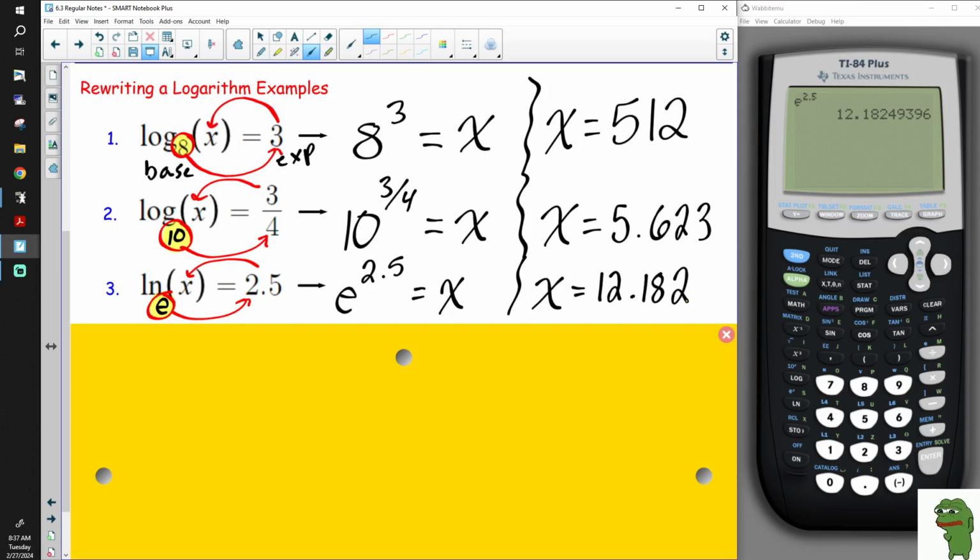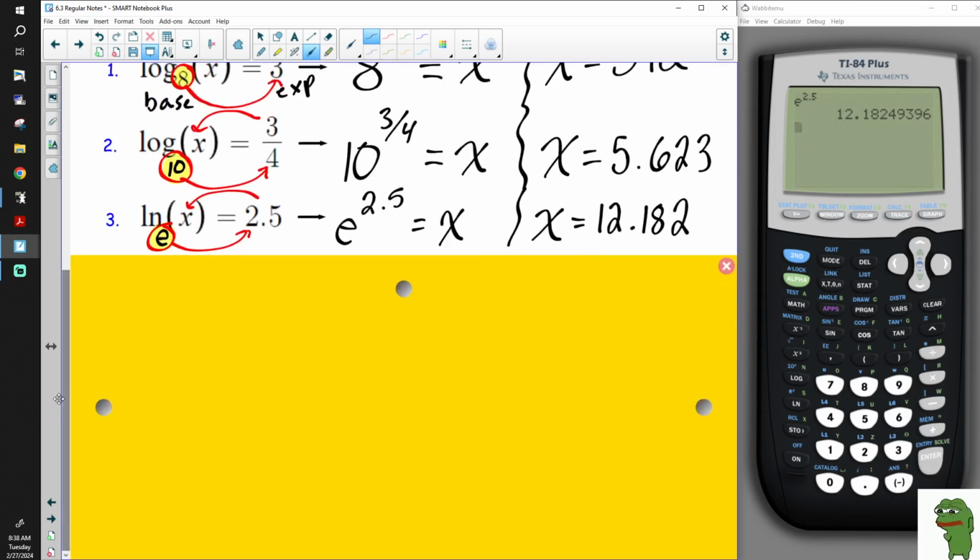Good? Okay. Now we just have a few more, and then you'll be on your way today. We're going to do the same exact thing, but backwards. Now we're going to be starting with an exponential, and we're going to write it as a logarithm. Which means we're going to have to write the word log, or ln. Don't forget your base and all the good stuff. So here we go.